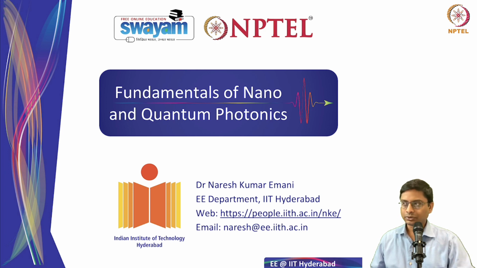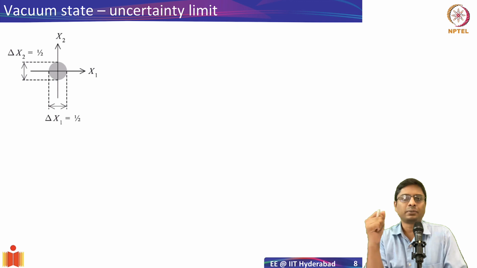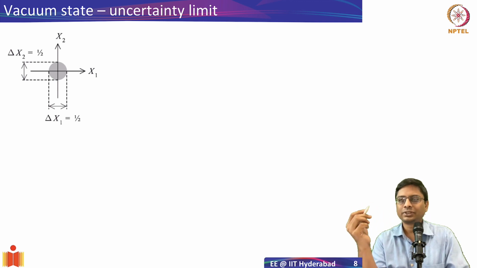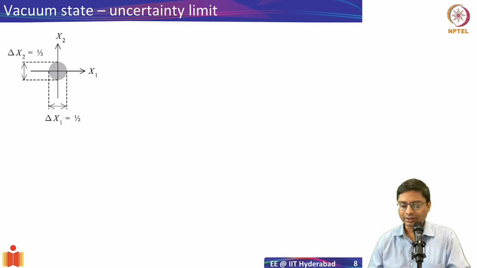To start with, we have seen a vacuum state, and we have said that a vacuum state has this uncertainty relation: delta x1 is half, delta x2 is half. So overall it should be 1/4. The area of the circle should be 1/4 in dimensionless units. But how do we get this? We didn't give any justification. We said that this is what it is, like the Heisenberg uncertainty principle. But it turns out that you can actually prove it.